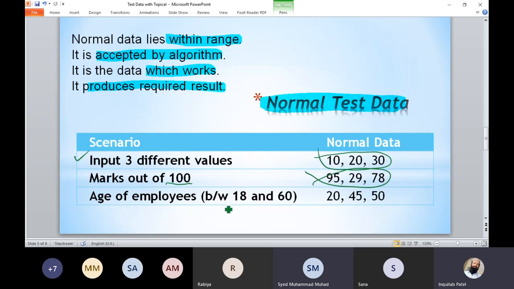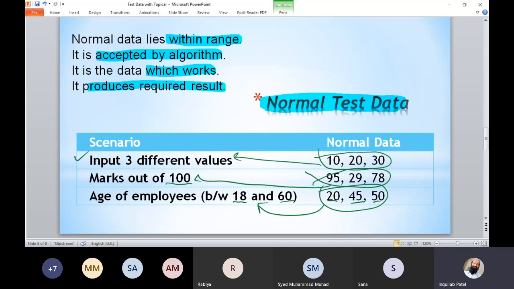Suppose you are asked to input age between 18 and 60 and you have entered 20, 45, 50. These are considered as normal data because these data are inside this range. These data items are out of 100 and these are three different values, right?